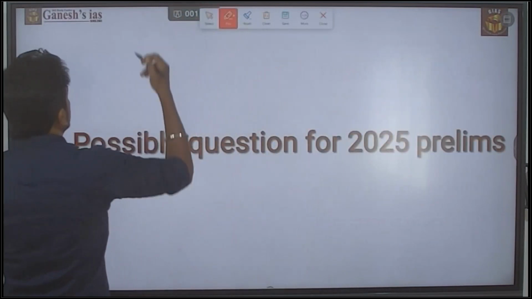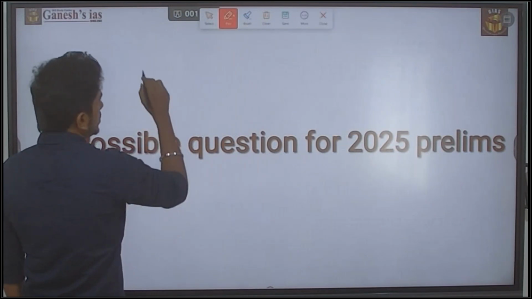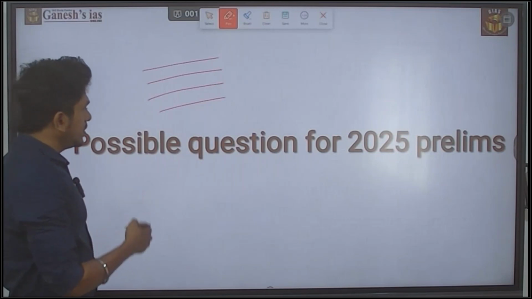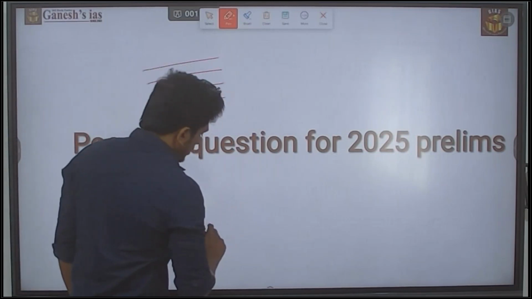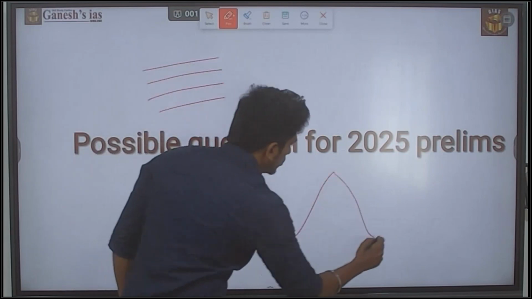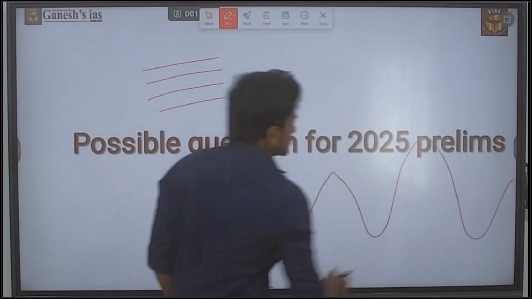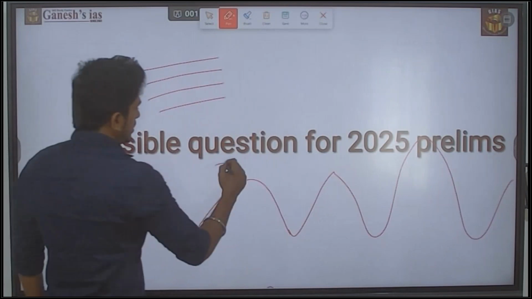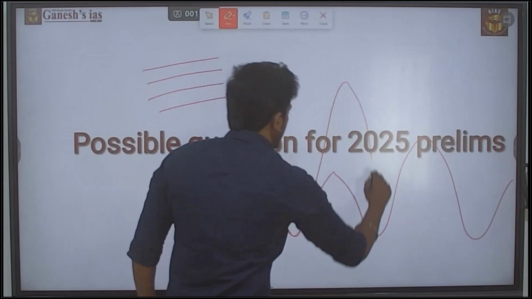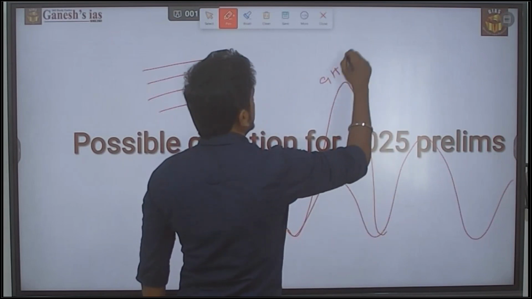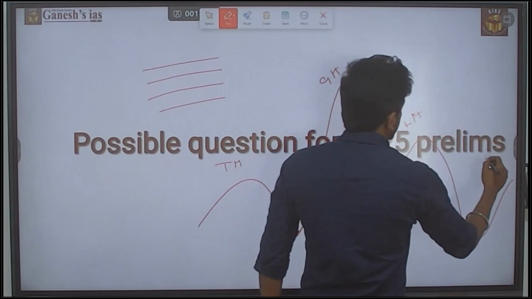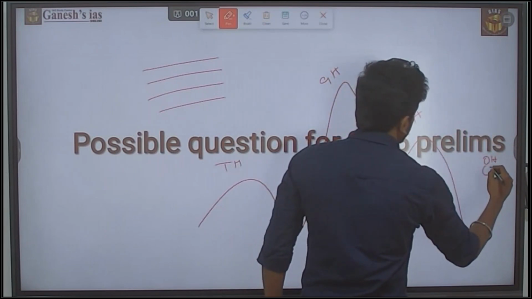they may simply ask about the latitudinal divisions of the Himalayas. So the latitudinal division, when it comes to the Himalaya, it is not a single fold mountain. It is actually layers of the fold mountain. For example, first layer is the Trans Himalaya. Next, the second highest layer is the Greater Himalaya. Next is the Lesser Himalaya, and the last is the Outer Himalaya or Shivalik.